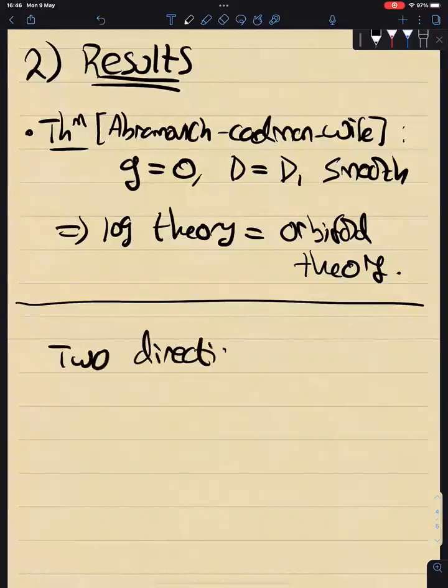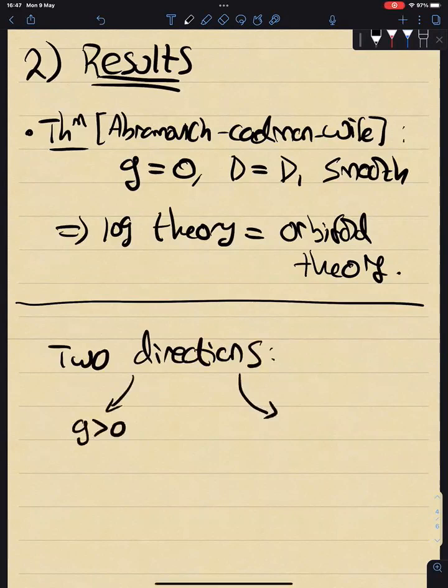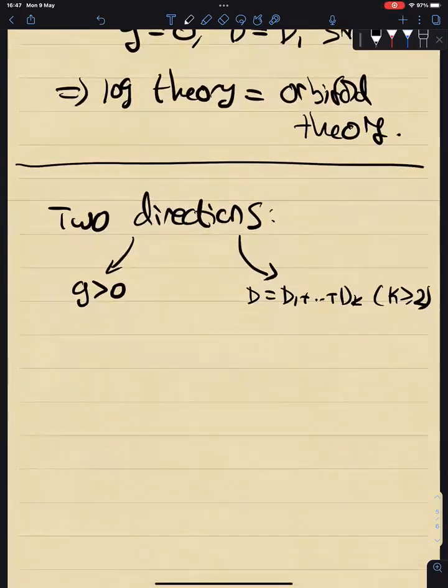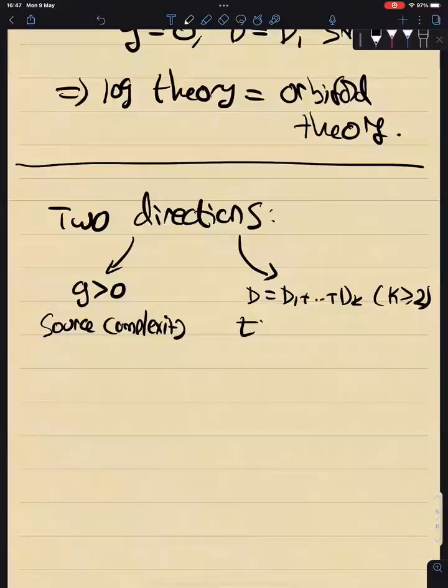Okay, so there's two directions in which you can generalize this. We can break it down as working in higher genus and working with SNC divisors, right? So my D had these components, and I want to assume that k is at least 2. You can think of this as making the source more complicated, and the other one as making the target more complicated.